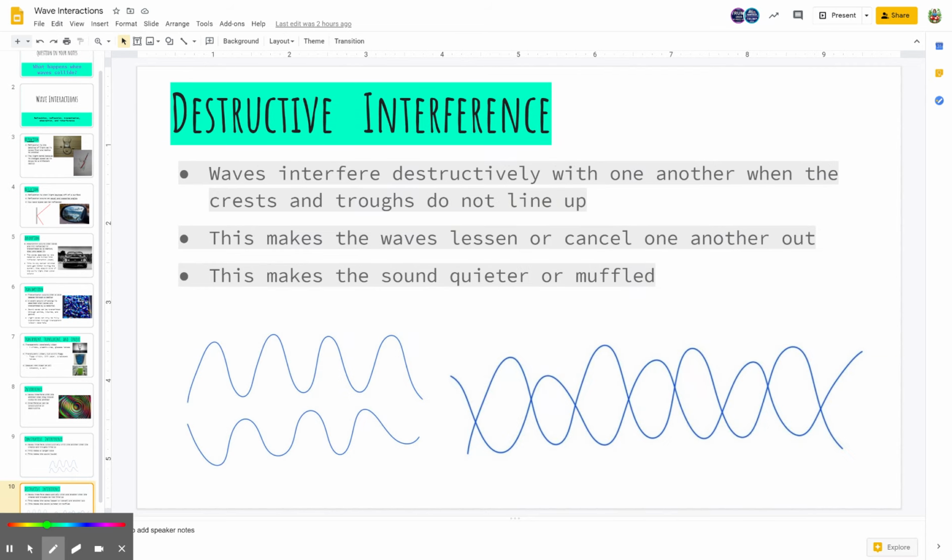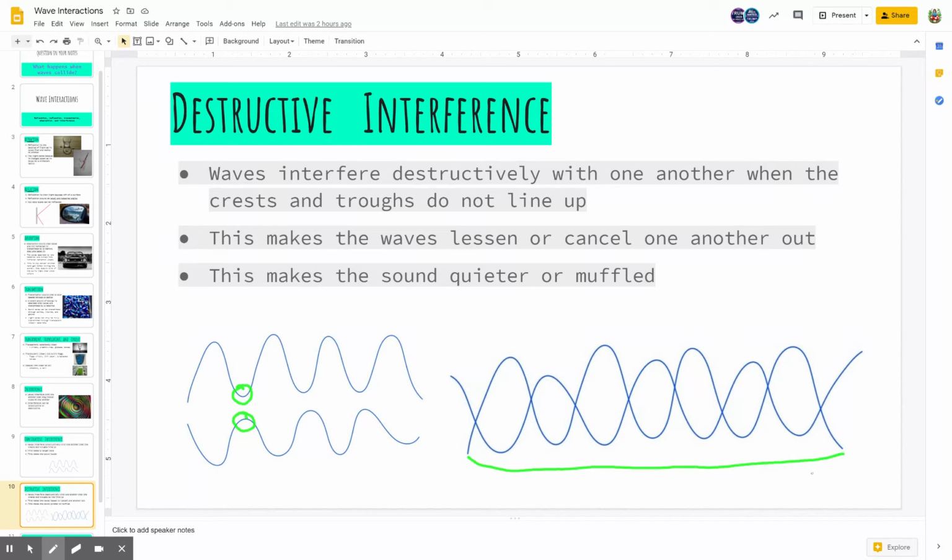Now, destructive interference is the exact opposite. It's when that crest doesn't line up with a crest. So the crest right here lines up with a trough instead of a crest. And if we were to try and stack these waves on top of each other, they wouldn't stack nice and neat. It would look something like this second diagram over here. Okay, so this makes the waves kind of cancel each other out.